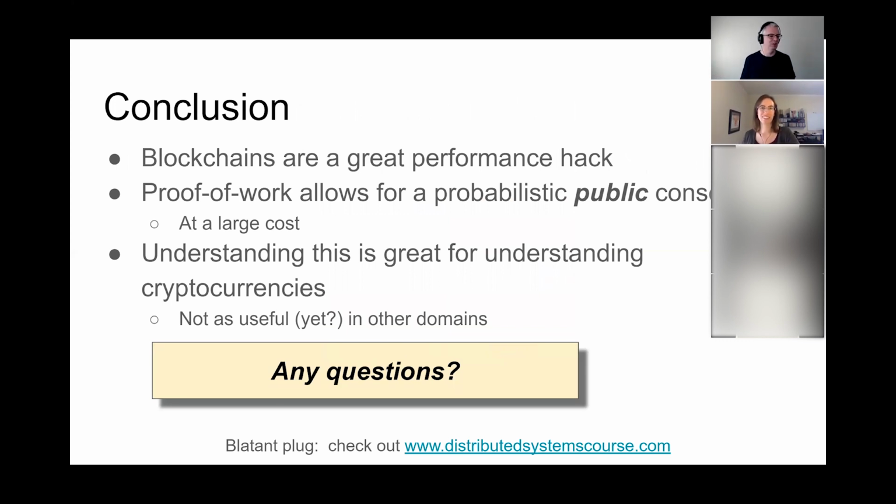Blockchains are a great performance hack. Proof of work allows for a probabilistic public consensus at a huge performance cost, which you have to be willing to pay in order to use it. And it's kind of cool to learn about this stuff because it lets you understand cryptocurrencies. And I'd love for it to be useful in other domains, but it ain't there yet, in my opinion. There are some very strong opinions that people have who would argue otherwise. Sorry, I'm not one of them. And that's all I got.